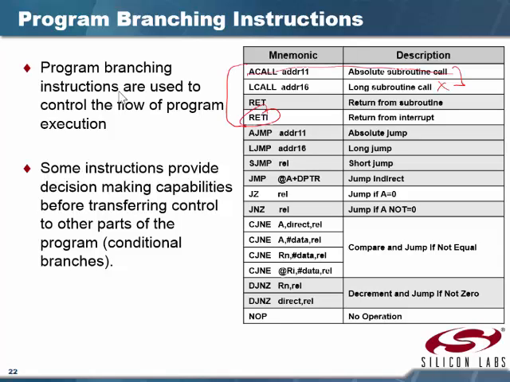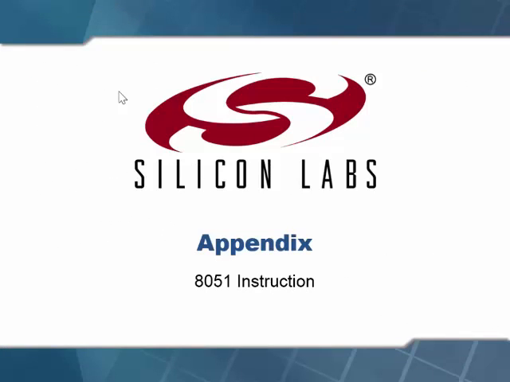Remember, we don't have for-next loops, we don't have if-then-else statements. None of that stuff that you had in C exists in assembly language. So we use these jump commands to do the same thing. And that is going to probably wrap up my whole discussion today.